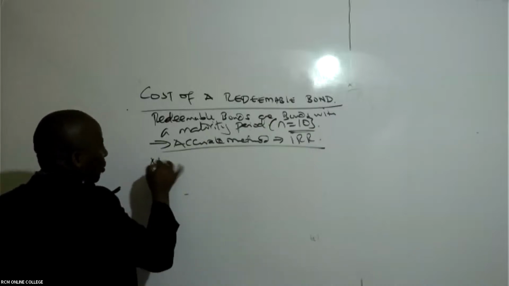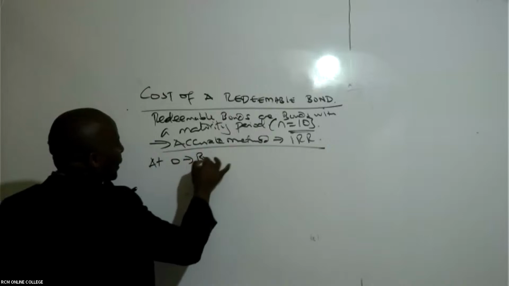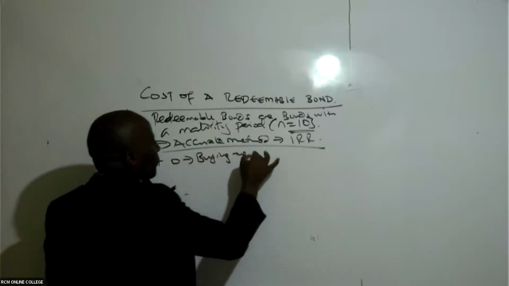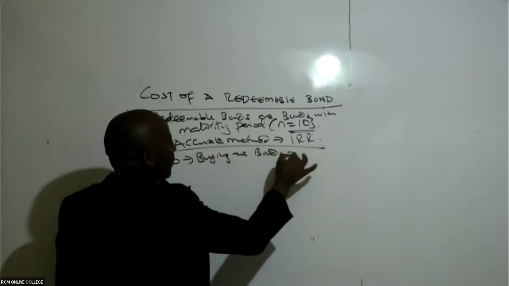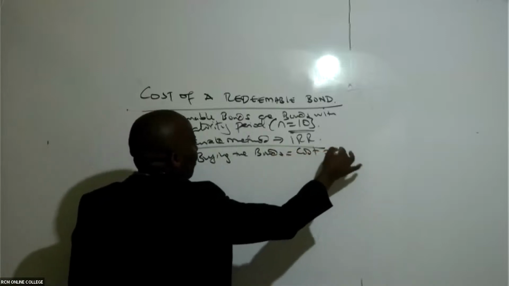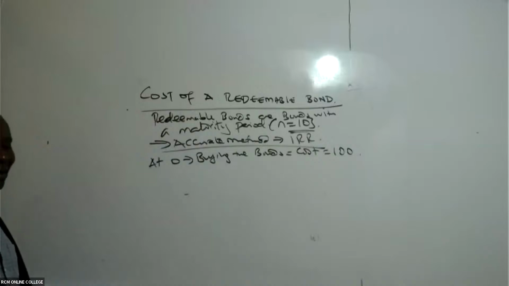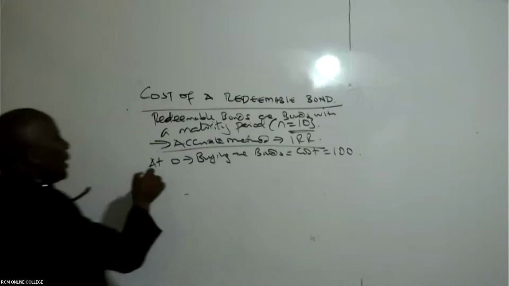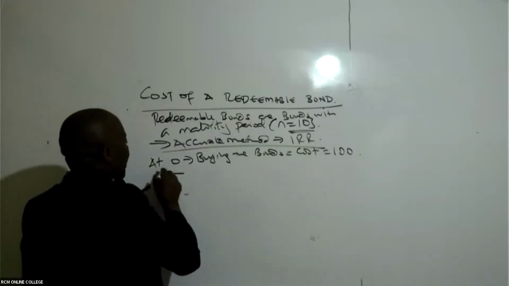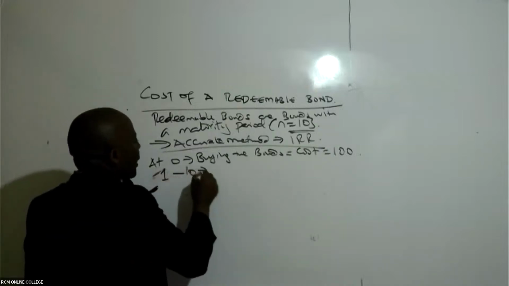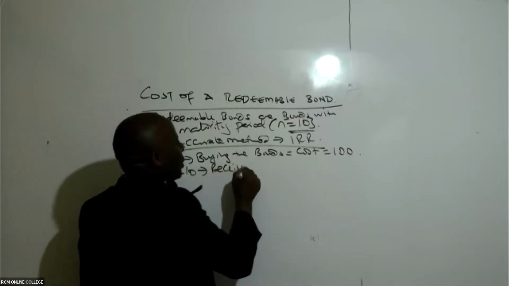So at time zero, when I'm buying the bonds, the cost will be at par, 100. That's what they have told us. And then from years 1 to 10, I shall receive interest.